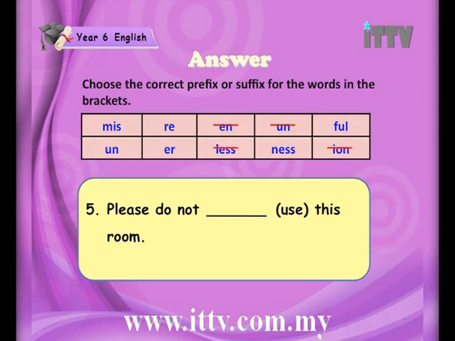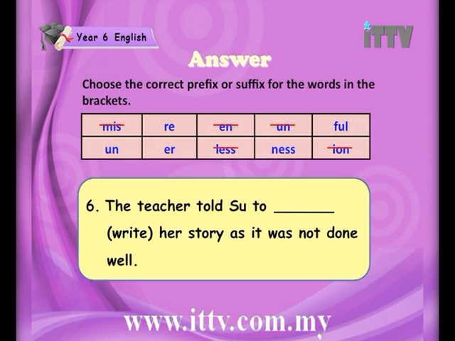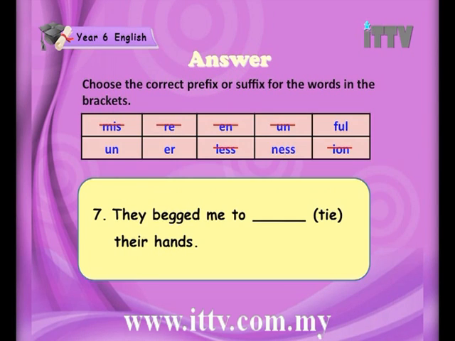Number 5. Please do not misuse this room. That means we do not use this room in the wrong way. Number 6. The teacher told Sue to rewrite her story as it was not done well. Here, rewrite means to write it all over again. Number 7. They begged me to untie their hands. That means their hands were tied and they begged me to untie their hands.